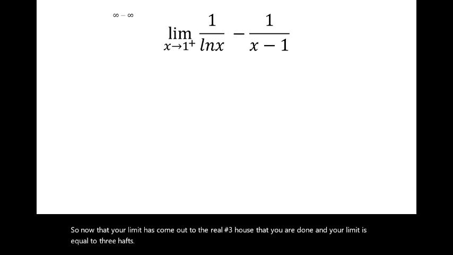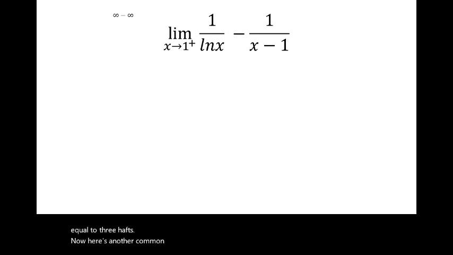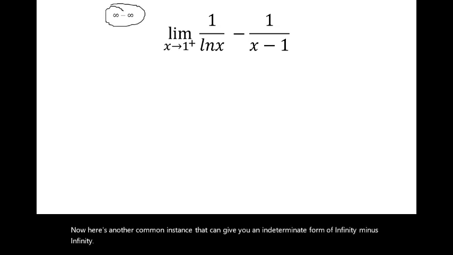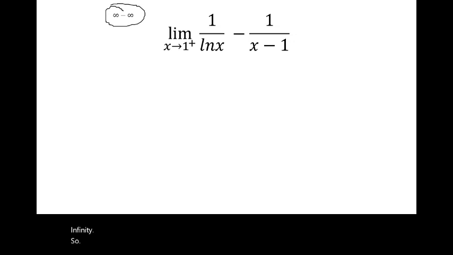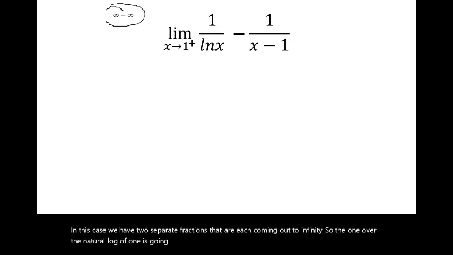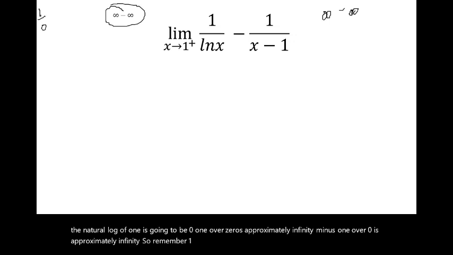Now here's another common instance that can give you an indeterminate form of infinity minus infinity. In this case, we have two separate fractions that are each coming out to infinity. So, the 1 over the natural log of 1 is going to be 0, and 1 over 0 is approximately infinity. Minus 1 over 0 is approximately infinity. So remember, 1 over a really, really tiny number like 0 is a really, really big number, approximately infinity.